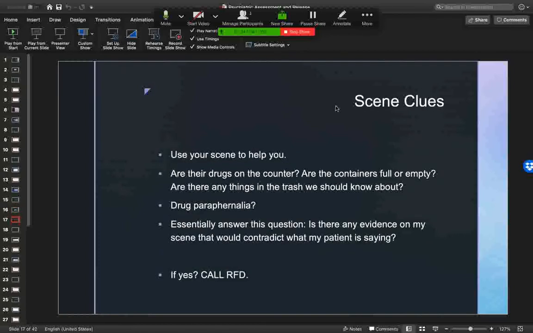Again, going back to this is super important, guys. Use your scene to help you. Are drugs on the counter? Are there any containers, full or empty? Drug paraphernalia, okay? Is there any evidence on scene that would contradict what my patient is saying? If that is the case, then you need to call RFD because they could have potentially taken pills, and we want to make sure that we can get them the help they need.